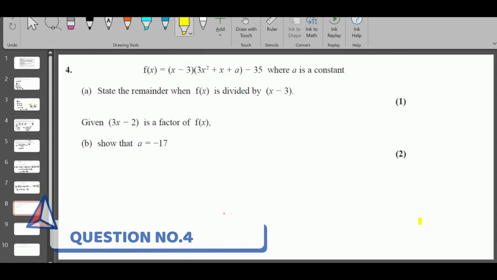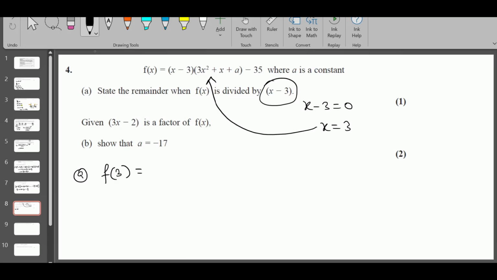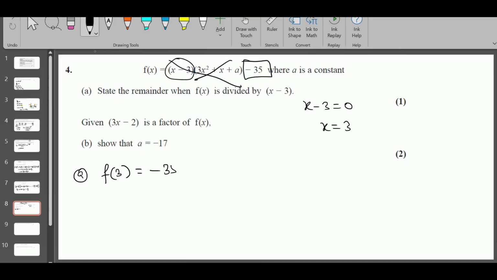Question number 4, part A. State the remainder when f of x is divided by this. So when you equate this to 0, x is 3. To find the remainder, just sub in x equal to 3 into the function. So f of 3 is equal to, since x minus 3 is here, this whole thing becomes 0. This is going to be the remainder, minus 35. Because this is the divisor, this will be the quotient, plus or minus the remainder. So this is the remainder. That's just a 1 mark question. You can straight away write this.